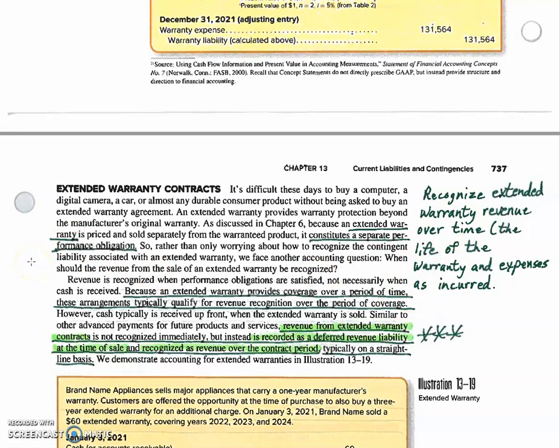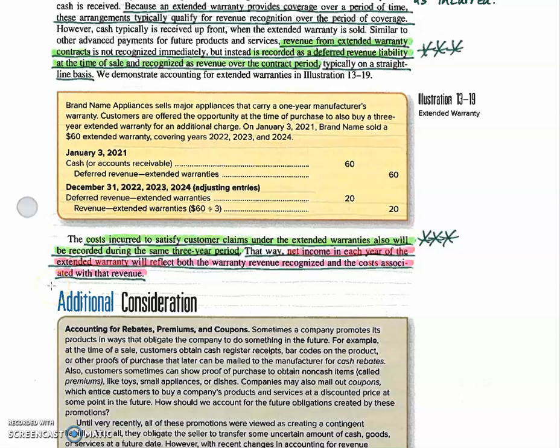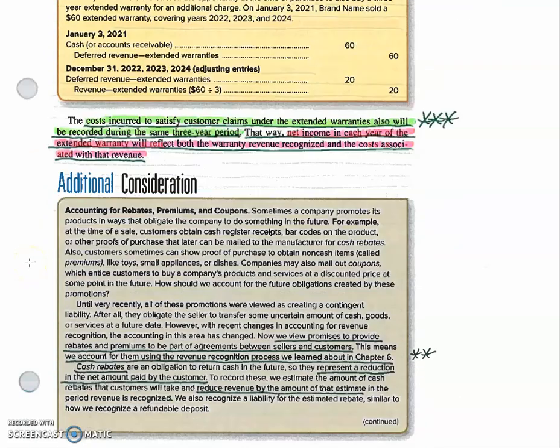Usually the warranty revenue is recognized over the life of the warranty on a straight line basis, and then any warranty service costs are recorded as incurred. All right, that takes care of that. Net income in each year of the extended warranty will reflect both the warranty revenue recognized and the costs associated with that revenue.